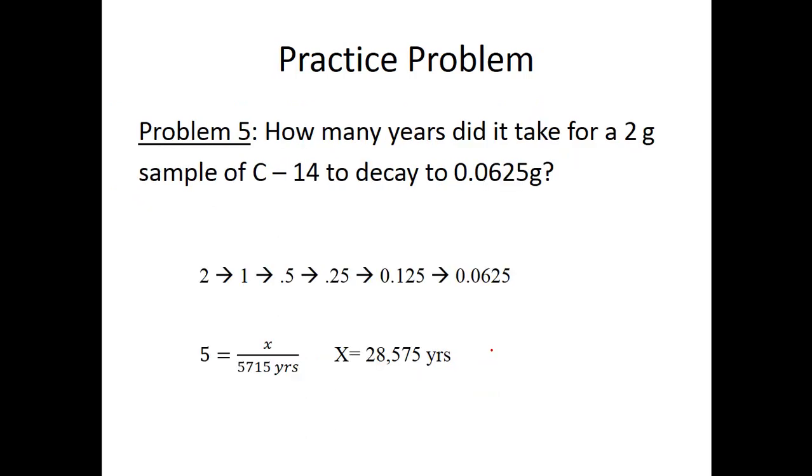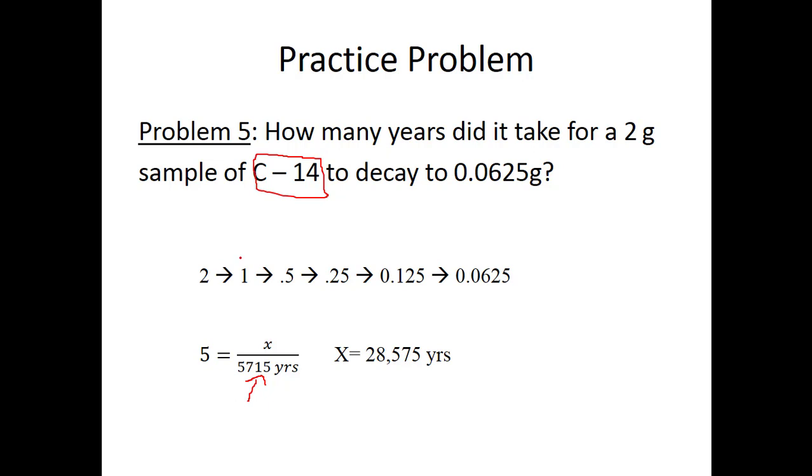Last practice problem. How many years did it take for a 2-gram sample of carbon-14 to decay to 0.0625 grams? So carbon-14, I don't know the half-life, so I'm going to look at Table N, and Table N tells me the half-life is 5,715 years. So in order to determine how much total time has gone past, I must figure out if I started with 2 grams and ended with 0.0625 grams, how many half-lives took place.